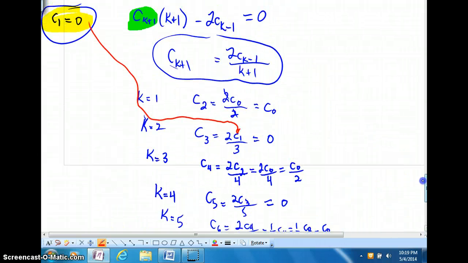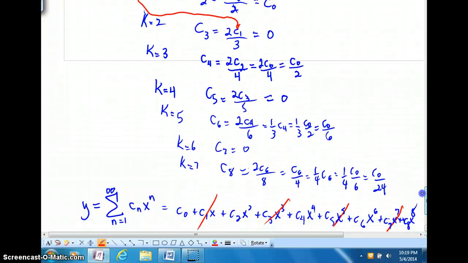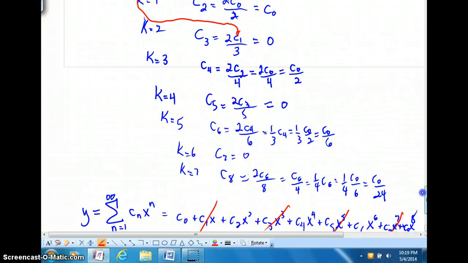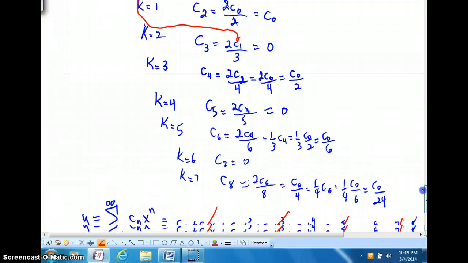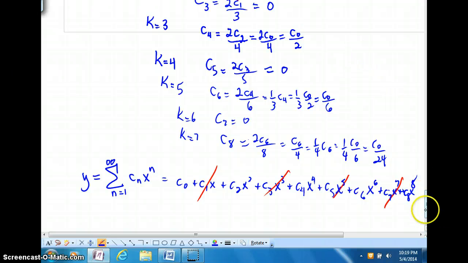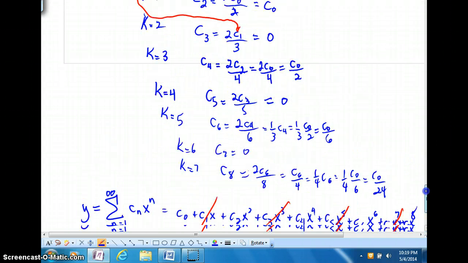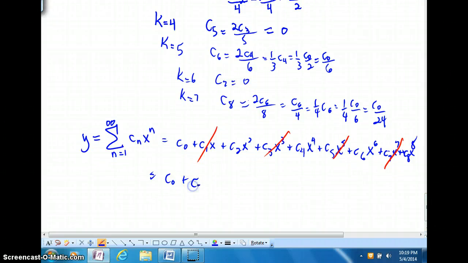C sub 0, I didn't know what that was necessarily. But let's take a look at C sub 2. C sub 2 is just C sub 0. I'm going to make some of these substitutions in here and see if we can take this a step further. This was C sub 0, but C sub 2, like we just said, look at that, it's just C sub 0.